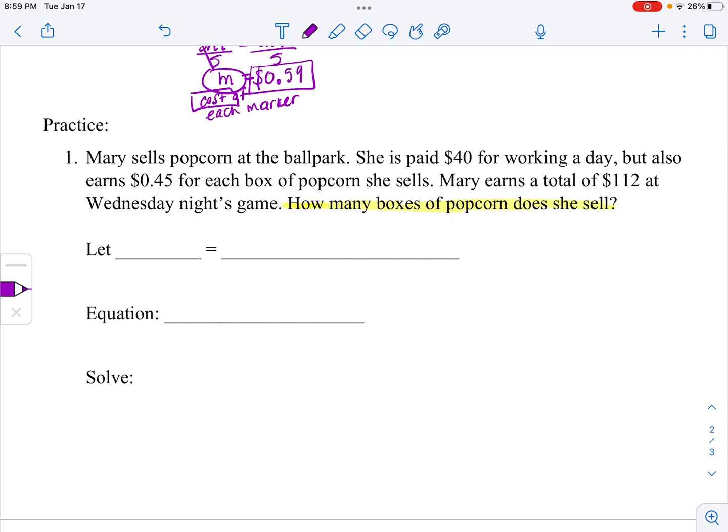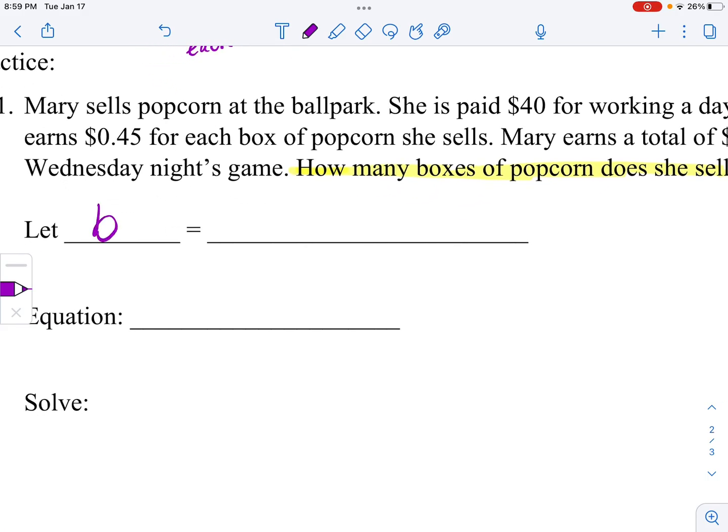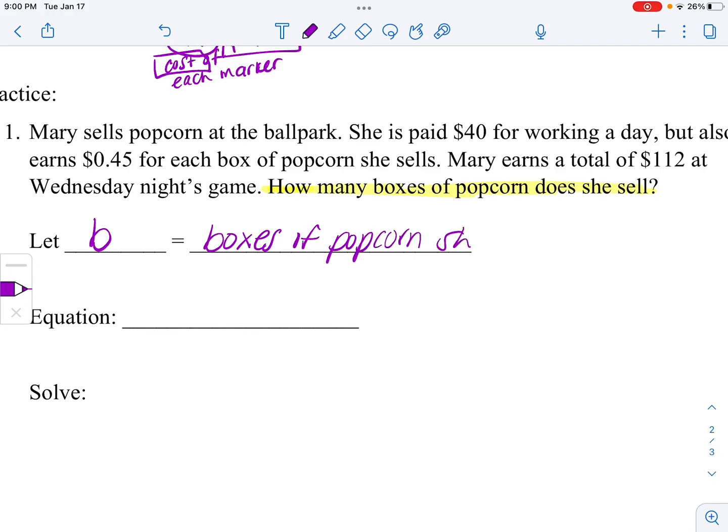You can use any letter that makes the most sense. You want to use B for boxes, you can use P for popcorn. Doesn't really matter to me as long as it makes sense. I'm going to use B. So B is representing the number of boxes of popcorn she sells. Just a lot of words, so I made it shorter.